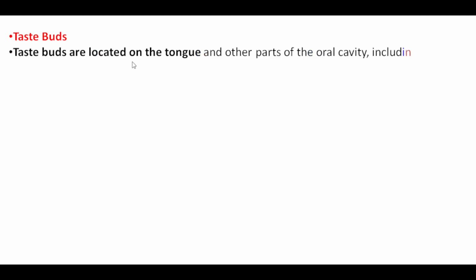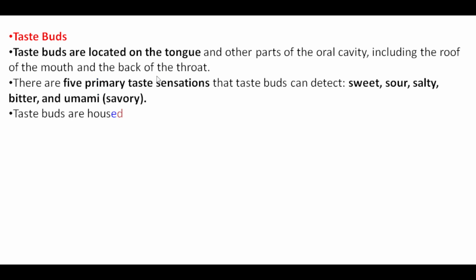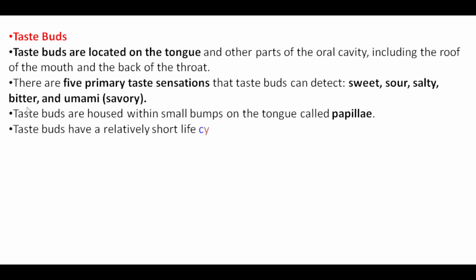Now we'll cover taste buds. Taste buds are located on the tongue and other parts of the oral cavity, including the roof of the mouth and the back of the throat. There are 5 primary taste sensations that taste buds can detect: sweet, sour, salty, bitter, and umami, or savory, we call it.